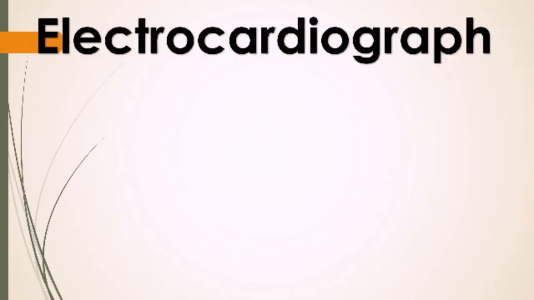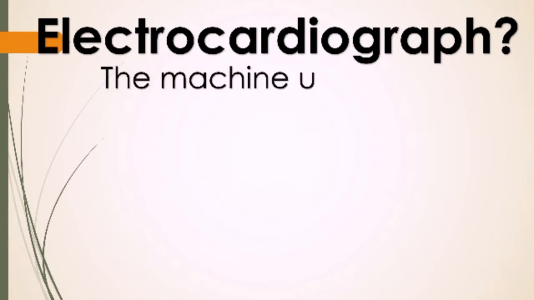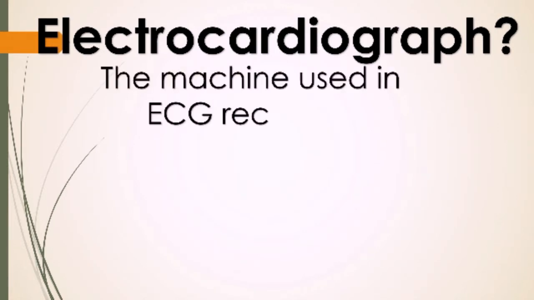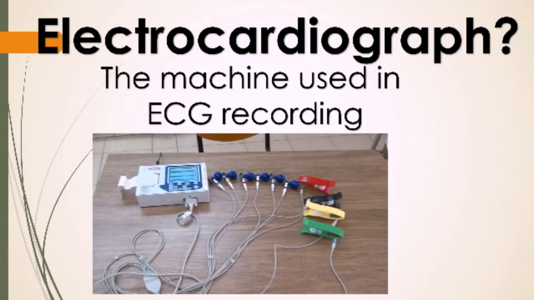The first one is electrocardiograph. You wonder, what is electrocardiograph? Actually, it is the machine used in ECG recording. It is a machine like this one. This is electrocardiograph.